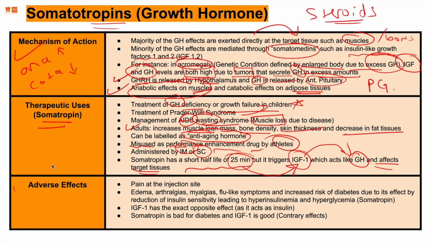What's the adverse effect? It sounds all nice and good, right? But what is the sad part? There's pain at the injection site. Great, no problem. Edema, arthralgia, myalgia, flu-like symptoms. Increased risk of diabetes due to the reduction in insulin sensitivity, leading to hyperinsulinemia, which is causing hyperglycemia. Somatropins. Okay. Very, very simple.